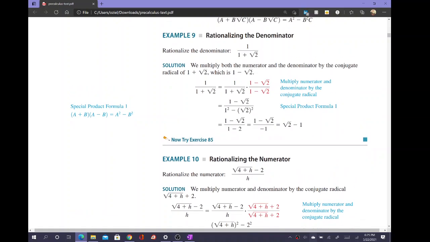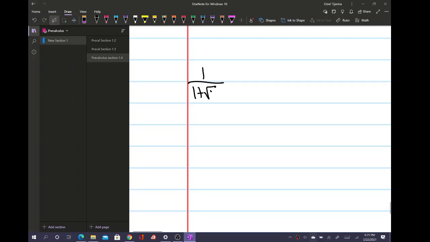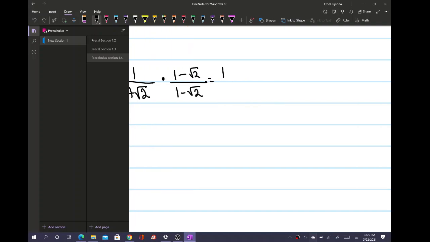In reality, this one here is saying, so if we do 1 over 1 plus the square root of 2, we can rationalize the denominator. We can say that this is equal to, we're going to multiply it by 1 minus the square root of 2, right, on top and bottom. So then this becomes 1 over 1 minus the square root of 2 over 1 plus the square root of 2 times 1 minus the square root of 2.